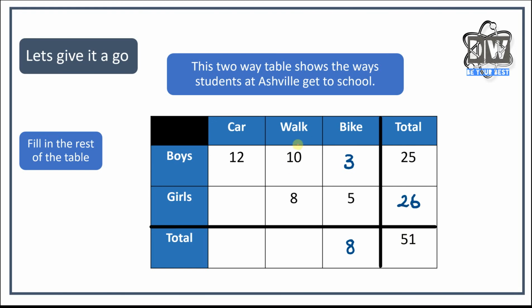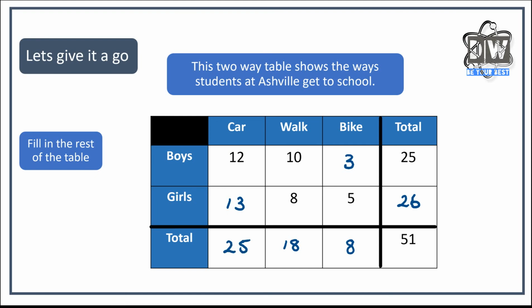Okay, so let's do the walkers now. 10 boys walk, 8 girls walk. That means that 18 in total walk. So I'm going to do the girls in total. I've got 26 in total. I've got 8 plus 5, that gives me my 13. I add another 13 to that to get my 26. And last but not least, I can go cars now. 12 plus 13 gives us our 25.